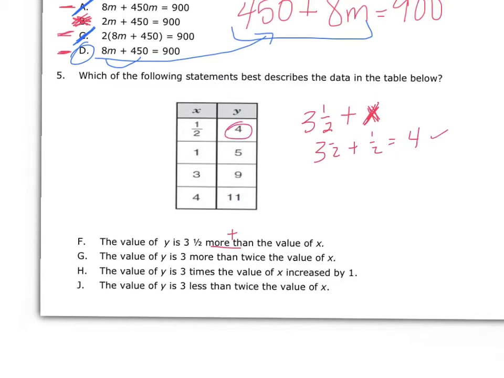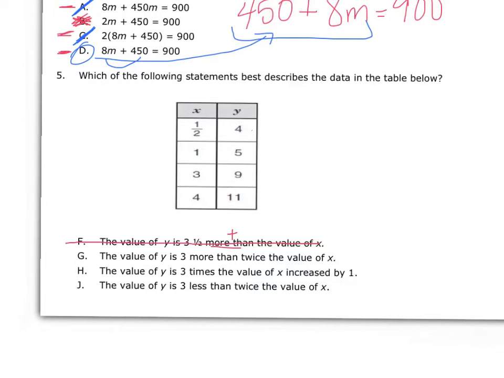So now I'm going to try it with this next one. So 3.5 plus 1 equals 4.5. Does that equal 5? No. So I already know F isn't going to work. So now I'm going to have to do the G answer.